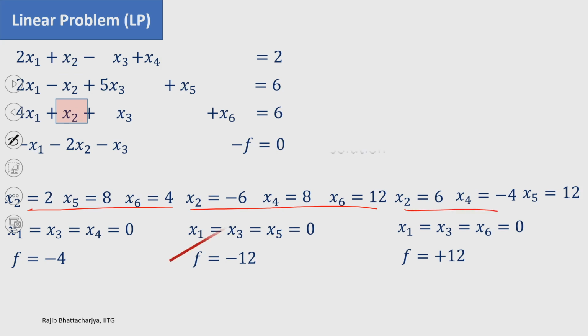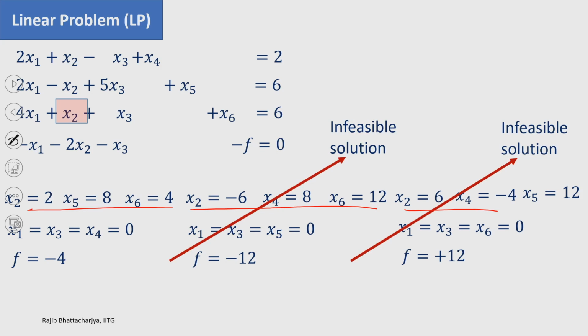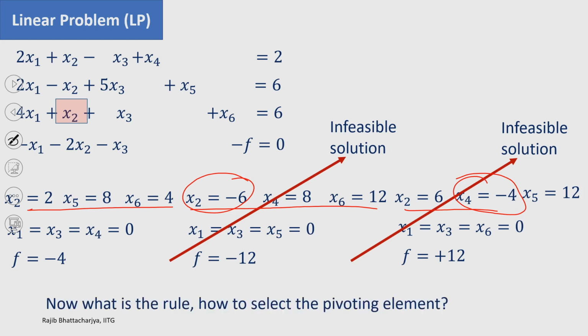Okay. As I said, this is an infeasible solution and this is also an infeasible solution, because here x 2 equal to minus 6 and here x 4 equal to minus 4. That is not acceptable, because all these decision variables should be positive. So, now what is the rule then? How to select the pivoting element?